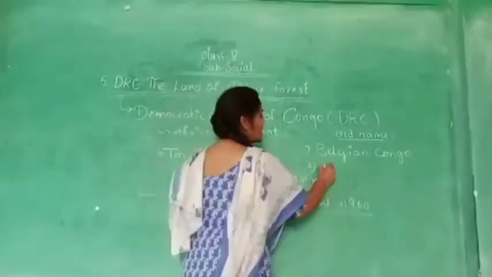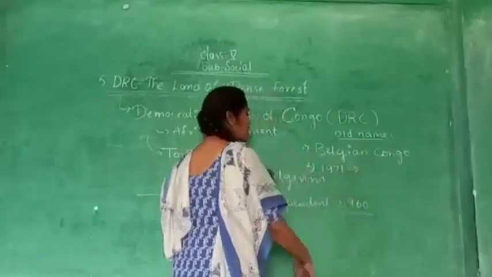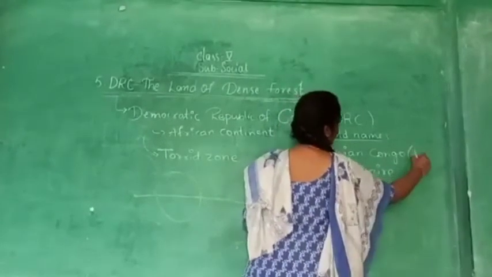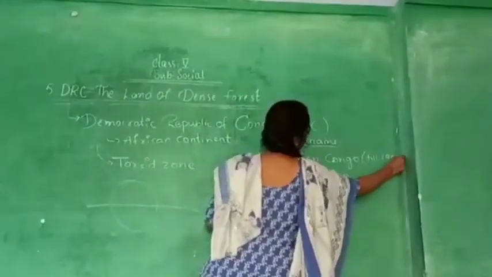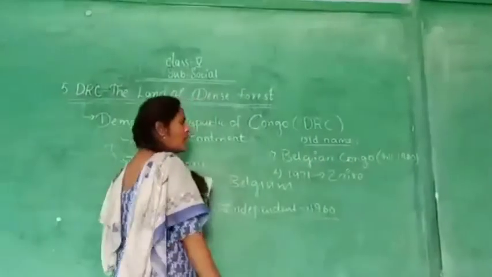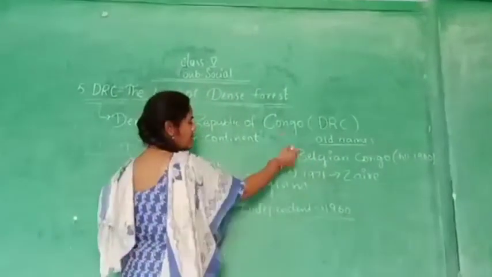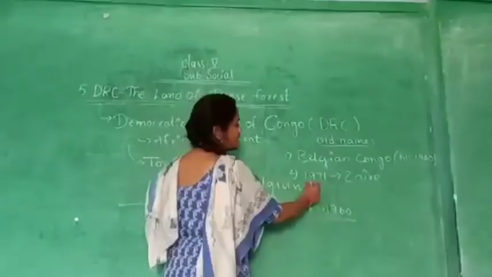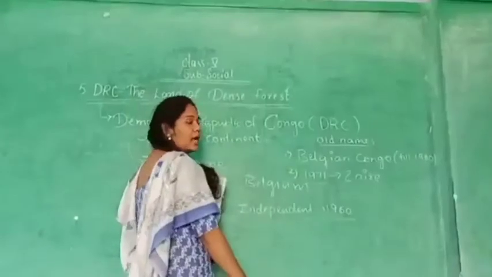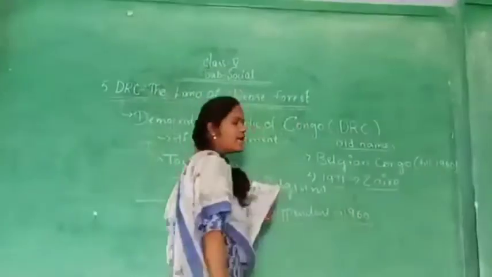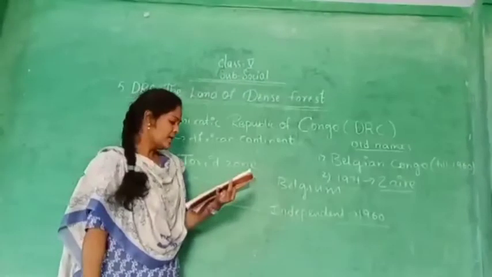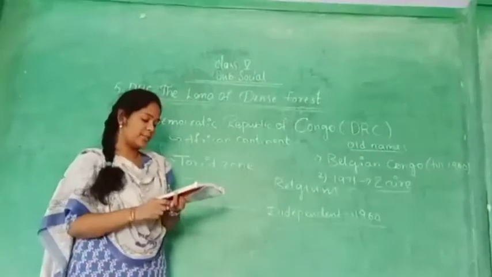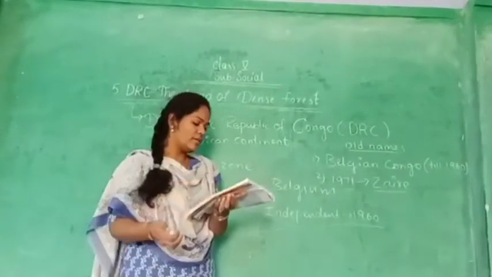And in 1971, its name changed to Zaire. Till 1960 it was called Belgian Congo, and in 1960 this DRC became independent from the Belgian people. That's why they changed the name to Zaire. In 1971 they changed the country name to Zaire. Once again in 1997 its name was changed to the Democratic Republic of Congo, which is its present name.